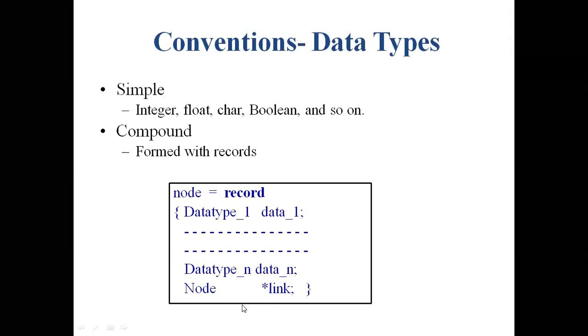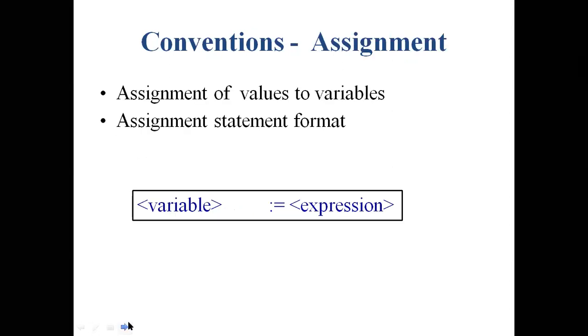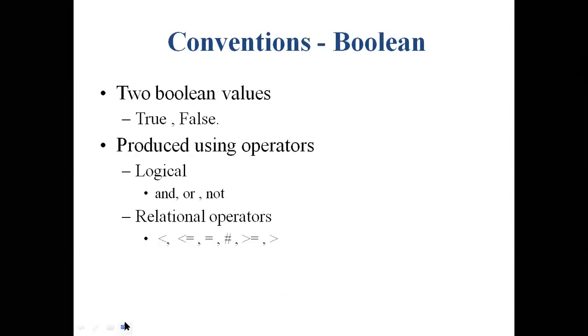See here, this is the representation in pseudocode. A node equals a record, then data type 1, data 2, and so on up to data 10. This is the link represented in a linked list. Then we assign the variables in this format, variable and expression. All these we don't need in detail, just a brief discussion about this. Then boolean: we have two boolean values, true or false. True is 0, false is 1.